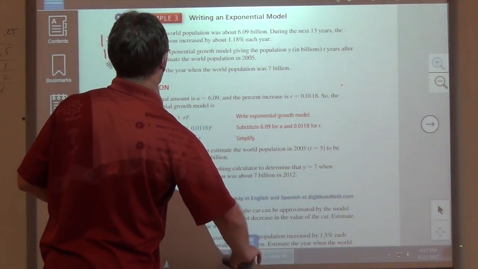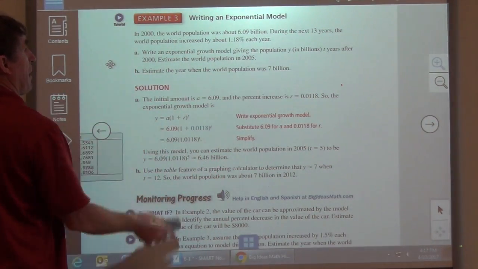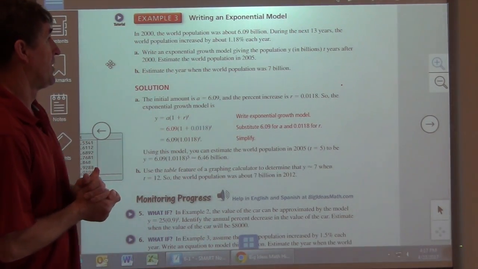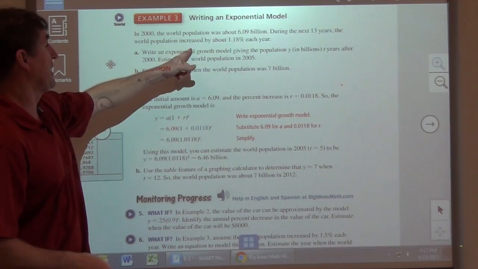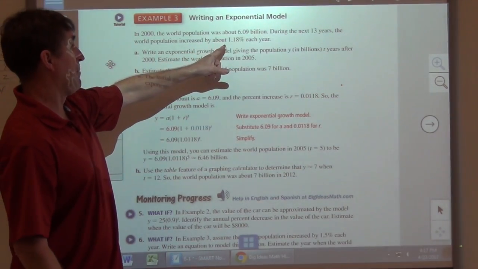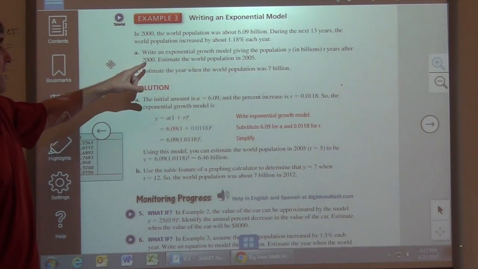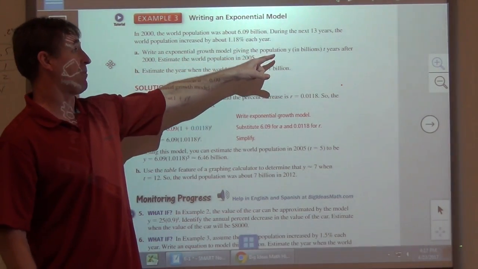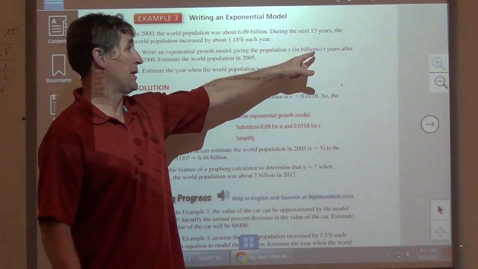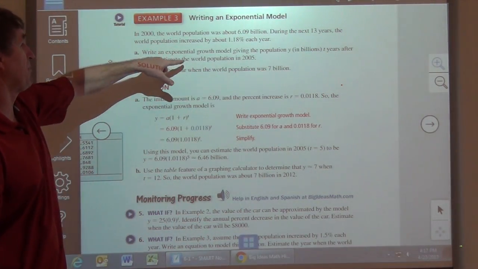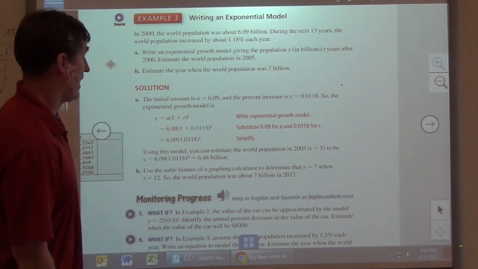So now, if we look at example number 3, writing an exponential model. It says in 2000 the world population was about 6.09 billion. During the next 13 years the world population increased by about 1.18% each year. Write an exponential growth model giving the population y in billions t years after 2000. Estimate the world population in 2005.